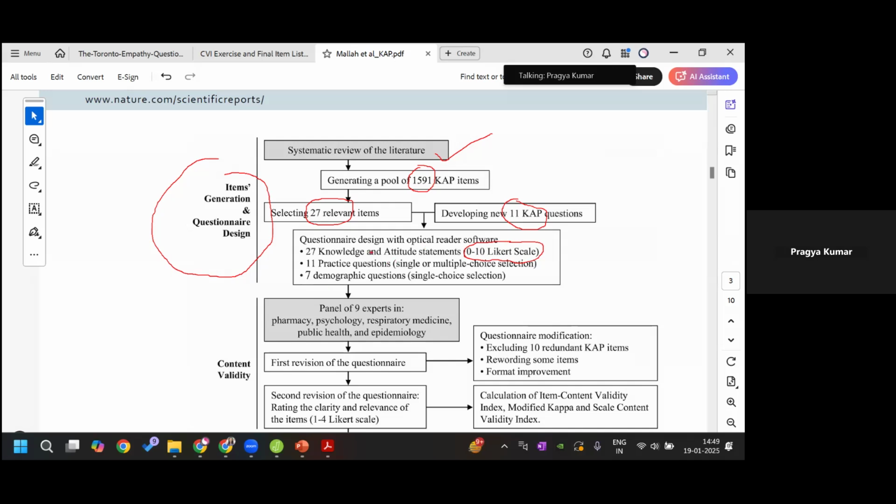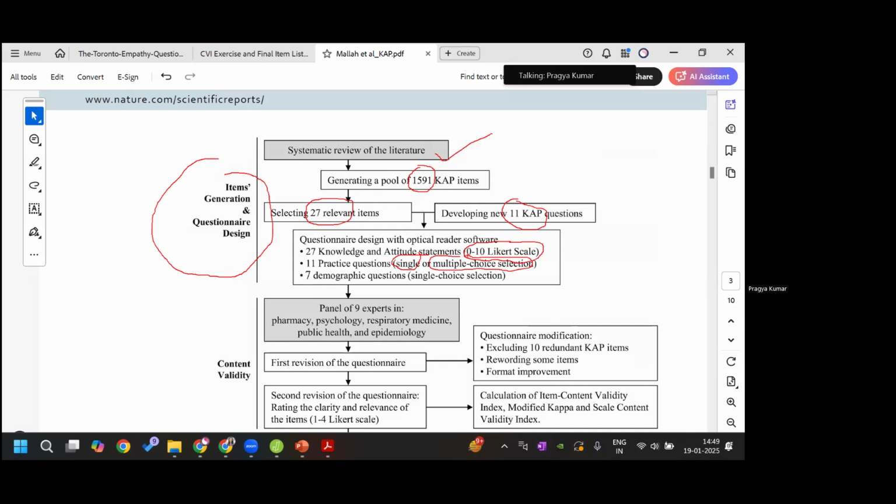And they have 11 practice questions, which were like single or multiple response. So they have given the response format. For each question, the format is different. And for 7 demographic questions, like age or gender, probably they've got a single choice selection. So this was the response format.